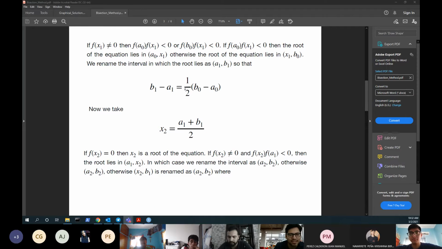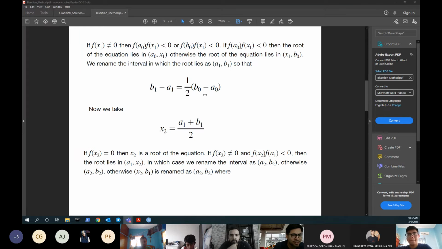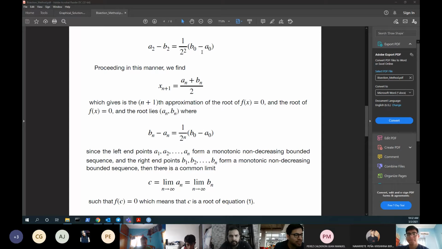So if you think about it, this is what we had first, and then b2 minus a2, which is the range of the neighborhood, is going to be equal to the initial neighborhood, but now divided by 4. If we start here, that would be the initial neighborhood, (b0 minus a0) divided by 2, then in the next it is going to be (b0 minus a0) divided by 4. Right? And then we proceed to do the same thing, so that x(n+1) is going to become (an plus bn) divided by 2. And we have to recheck the root again, so we check whether the n plus 1 approximation satisfies f(x) equal to 0.